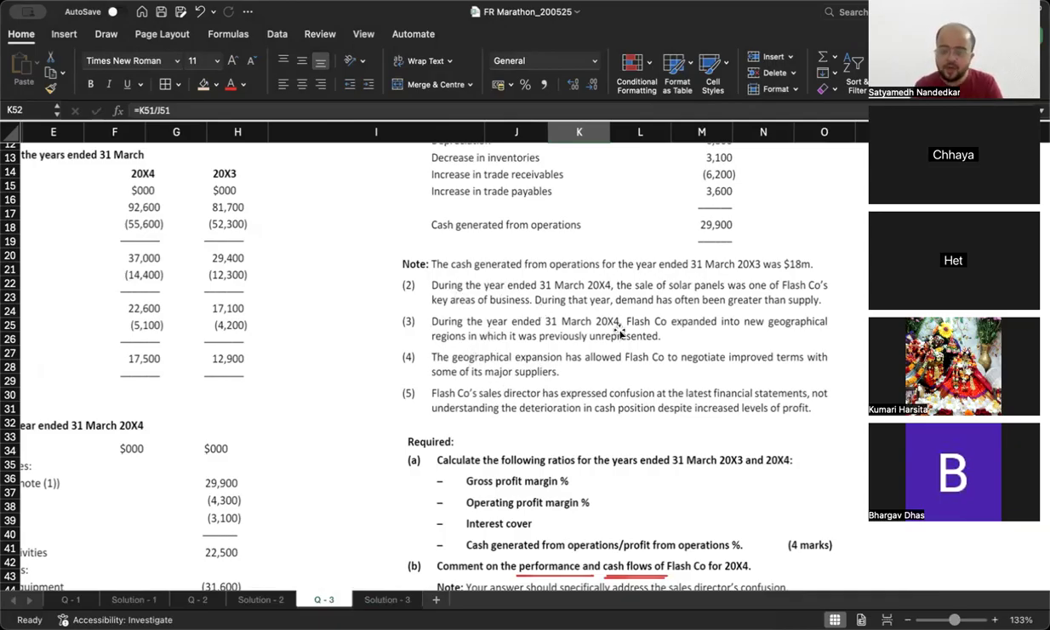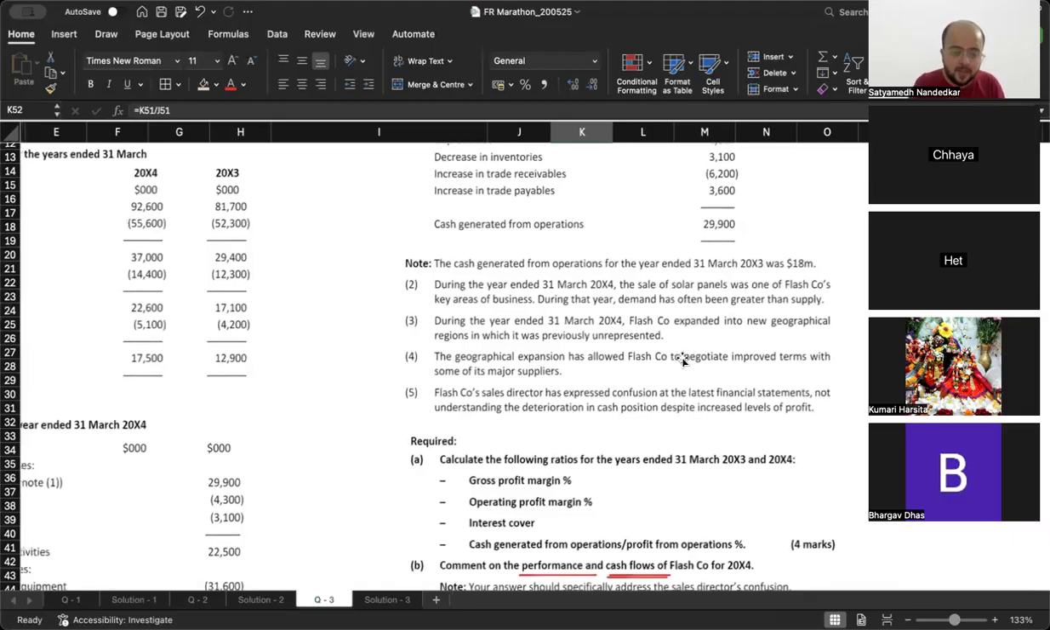During the year, the sale of solar panels was one of Flash company's key areas of business. During that year, demand has been greater than supply. Another reason, if demand is greater than supply, then you can increase the price, right? अगर supply ज्यादा है, demand कम है, तो you will succumb to the market pressure. आप market pressure में दब के price कम कर दोगे. But if demand is greater than supply, you can charge a higher price from customers. And Flash expanded into new geographical regions in which it was previously unrepresented.